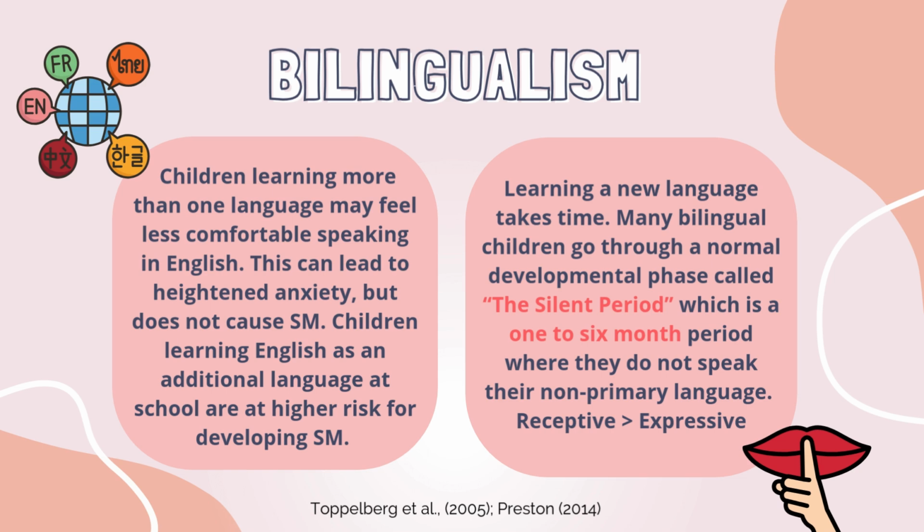There are other ways of differentiating a bilingual child in the silent period from a child with situational mutism. So children with SM will typically be non-speaking in all languages and across settings, whereas those in the silent period will speak in their home language just fine and will only be non-speaking in 1 or 2 settings, typically wherever their non-primary language is being used.